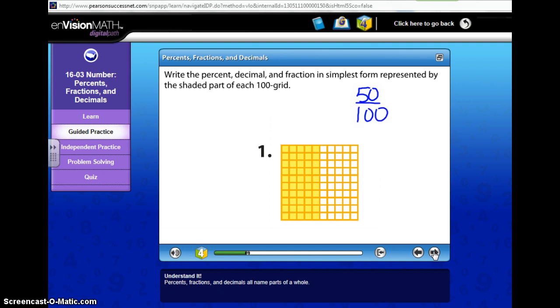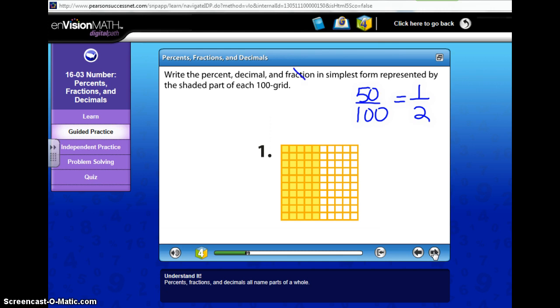Now, can anybody simplify that in their head without writing it out? Alexis? We could divide them both by 2. Sure, we could. But there's something way bigger. We could divide them both by 50, and if we did that, what would we get, Alexis? How many 50s are in 50? And how many 50s are in 100? Okay, so 50 over 100 means a half. So there's our fraction. We're done with the fraction part.